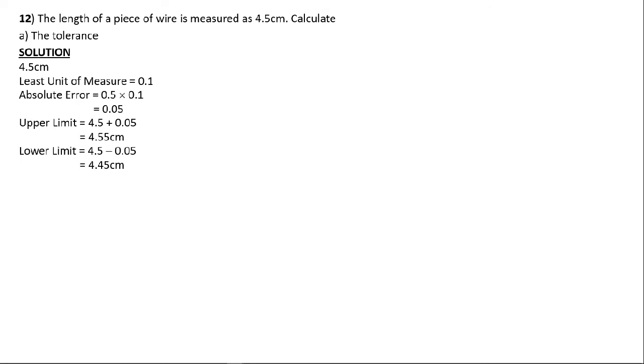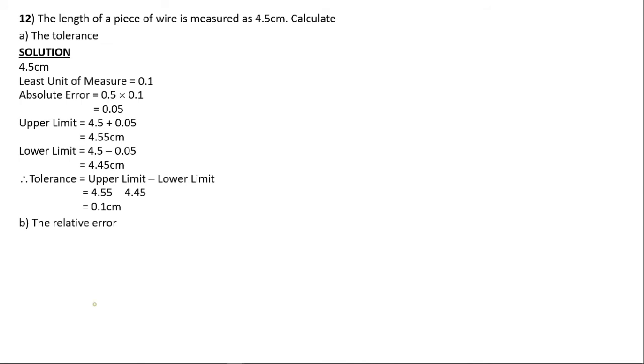To find the tolerance, we are going to get the difference. Our tolerance will be upper limit minus lower limit. Where there's upper limit, we'll substitute 4.55, and where there's lower limit, we replace it with 4.45. Therefore, our tolerance is 0.1 centimeters. We continue. The relative error.